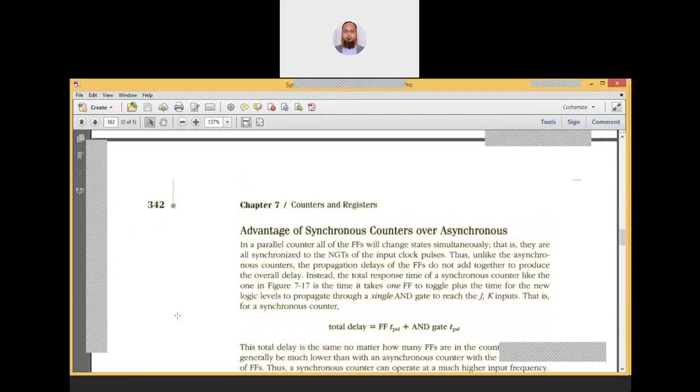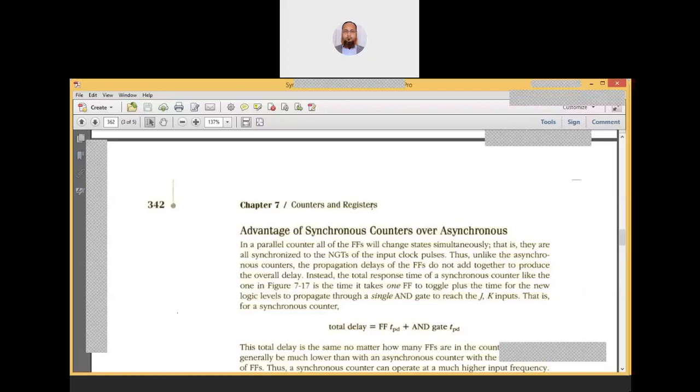If we talk about the advantages of synchronous counters over asynchronous counters, one clear advantage is the delay, because in this case delays are not added. The output of each flip flop comes at the clock only. Whenever the clock comes, the output of each flip flop may or may not change, so it depends on the clock, not on the previous flip flop.